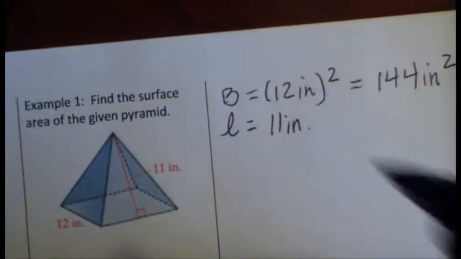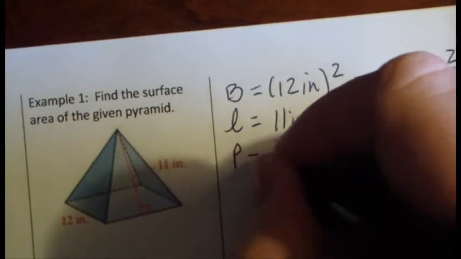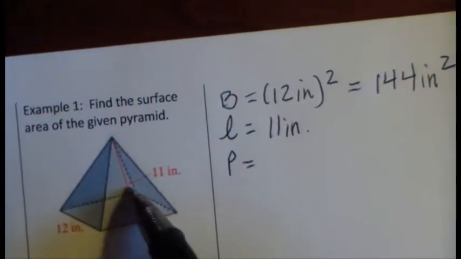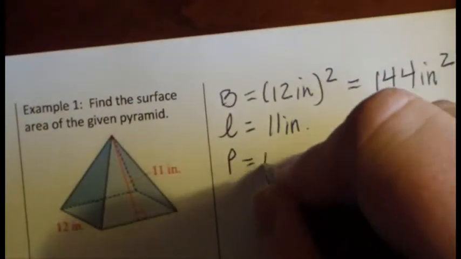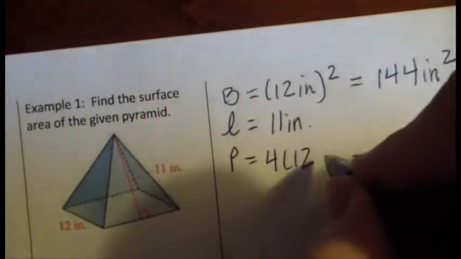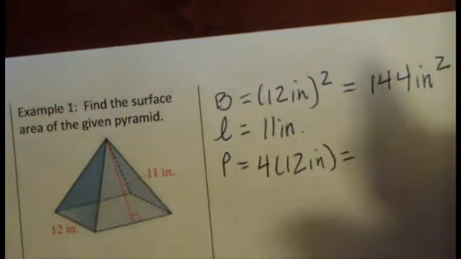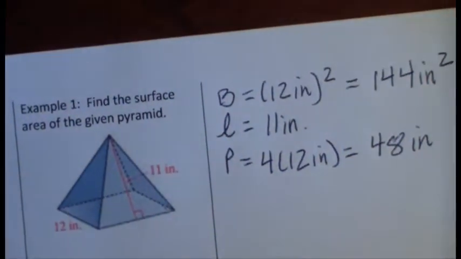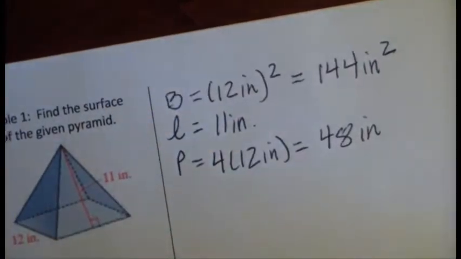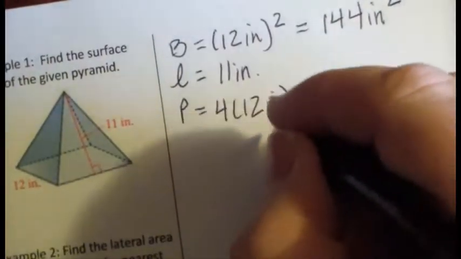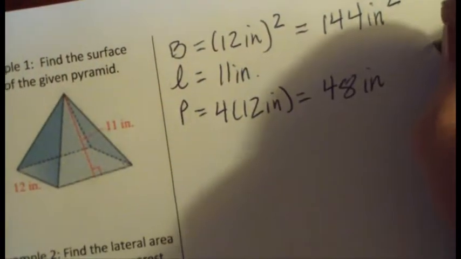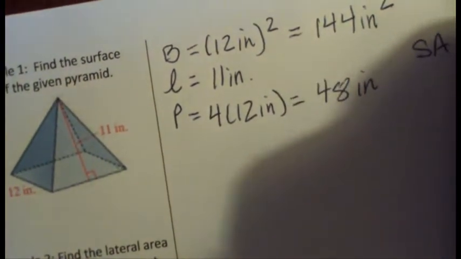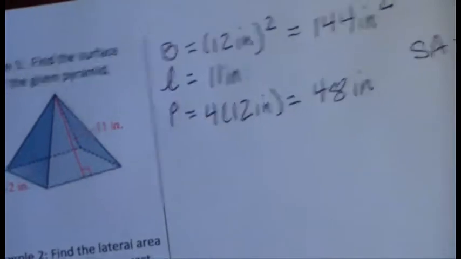And so all we need to do now is find the perimeter of our base. If we've got a square, they're all the same length, so 12, 12, 12, and 12. So we do 4 times the side length to get our perimeter, which would be 48 inches. And so we're just going to plug that into our formula. Remember, the formula is base area, I'll just write the formula right up here, base area plus 1/2 perimeter slant height.